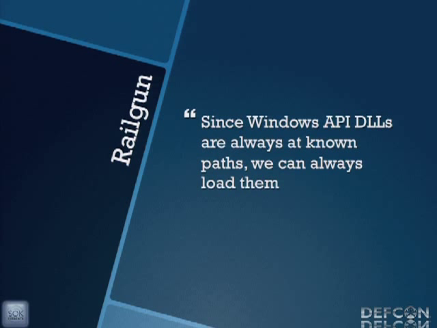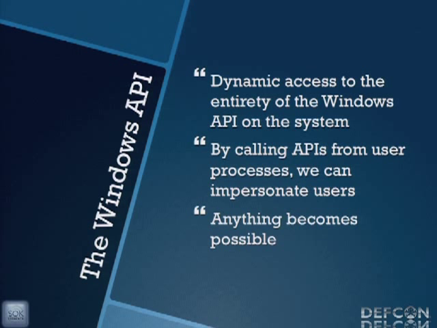Since Windows API DLLs are always at a known location, this means the entire Windows API is ripe for exploitation and use for whatever nefarious purposes we might have on that system. So Railgun is providing us fully dynamic access to the Windows API. That's all the core functions that any Windows developer would want to use to do anything on that system. It doesn't sound that exciting at first, but when you start looking at the possibilities that opens up for you, it's very, very powerful.